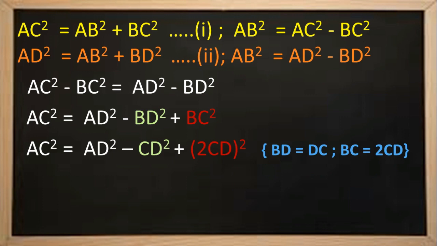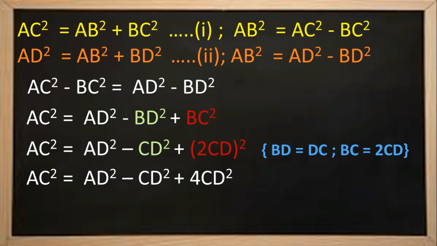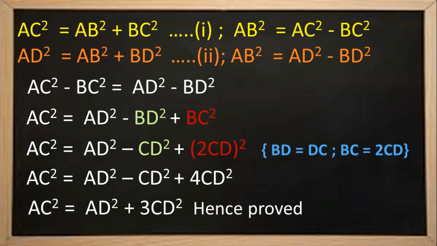In a similar manner, BC is a line segment, and as D is the midpoint, BC square can be written as 2CD whole square. Now 2CD whole square will be equal to 4CD square. 4CD square minus CD square will result in plus 3CD square. So what we have got? AC square is equal to AD square plus 3CD square. Hence we have proved the result. LHS is equal to RHS.